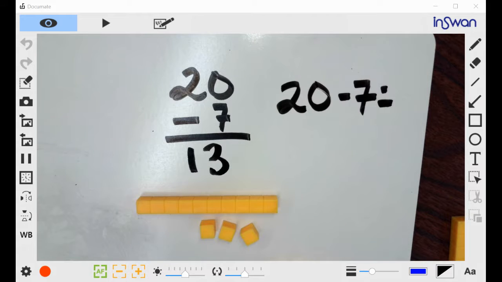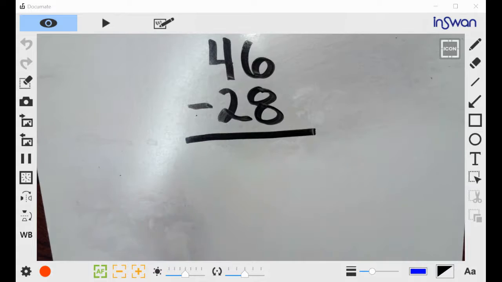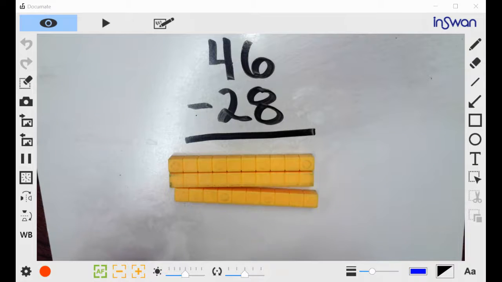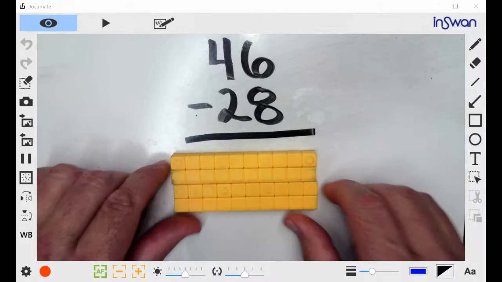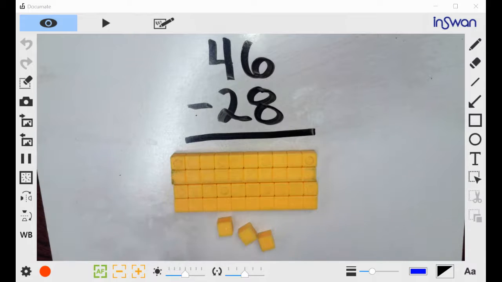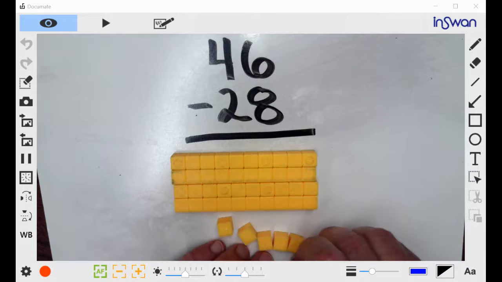Next, we're going to try it with a little bit larger number. Here is a different problem. Now we have both numbers that are 2 digits. We're going to start with 46. So I'm going to start with my base-10 blocks, and I'll have 10, 20, 30, 40, and 1, 2, 3, 4, 5, 6.